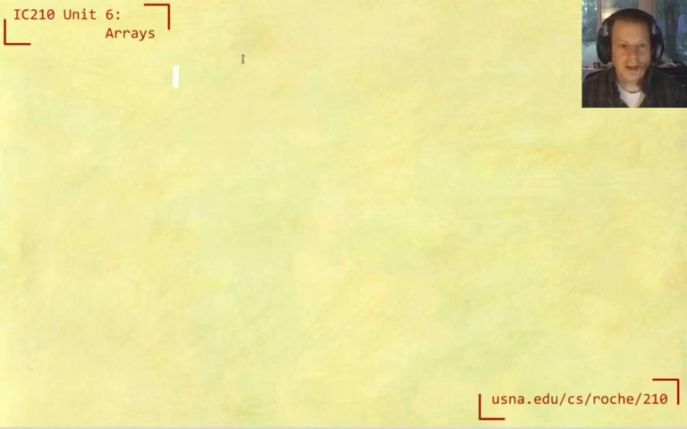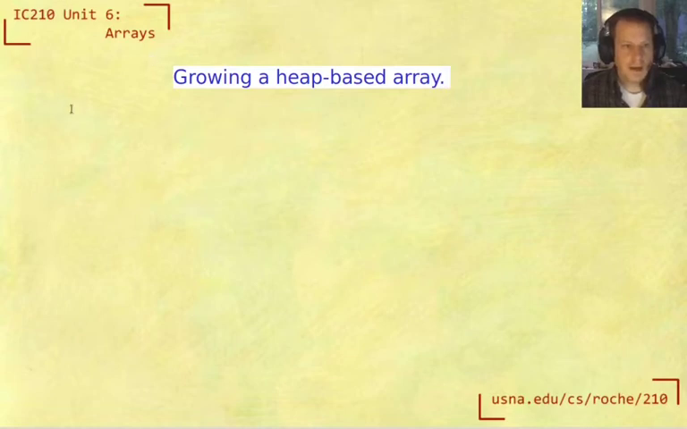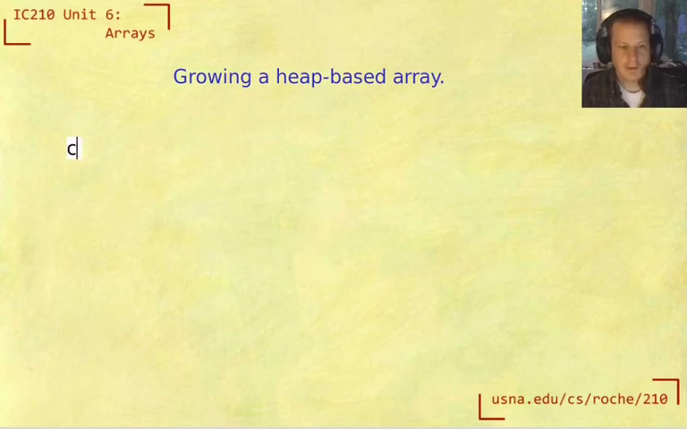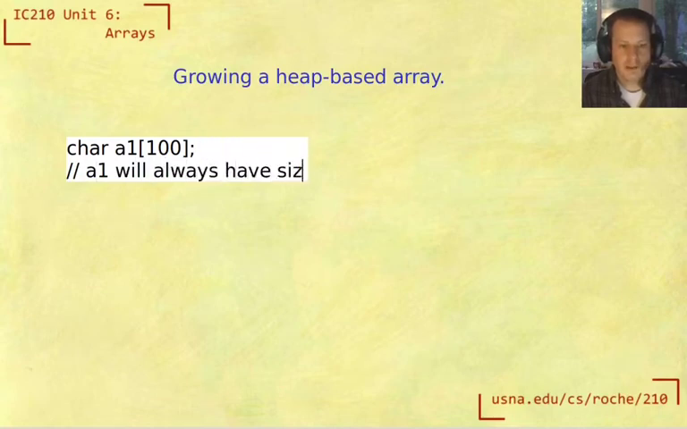Okay, so the next topic here is still on the topic of heap-based arrays, and it's going to show us something else awesome we can do with heap-based arrays: to grow them and make them larger. So what you know is that if you have a stack-based array, like if I say char A1 of 100, then that size is now fixed for all times. A1 will always have size 100.